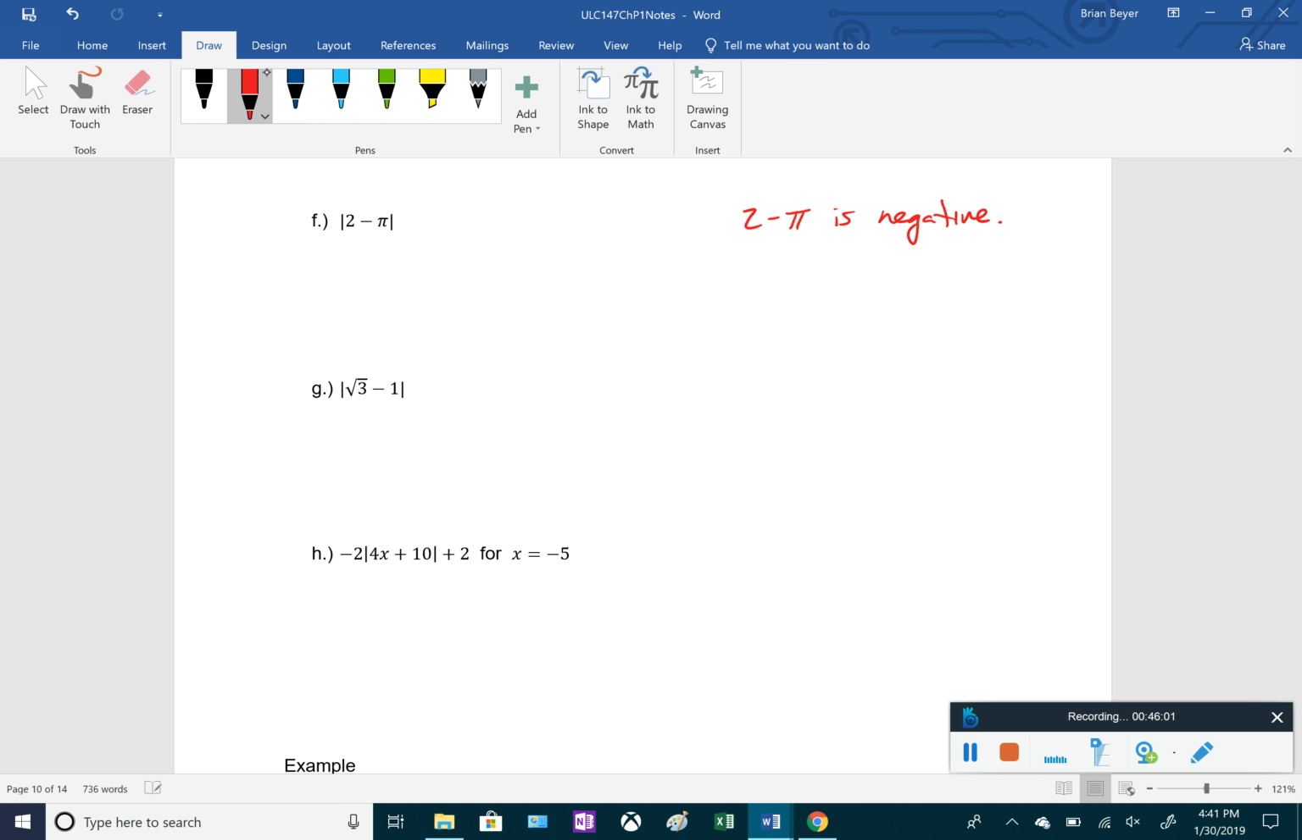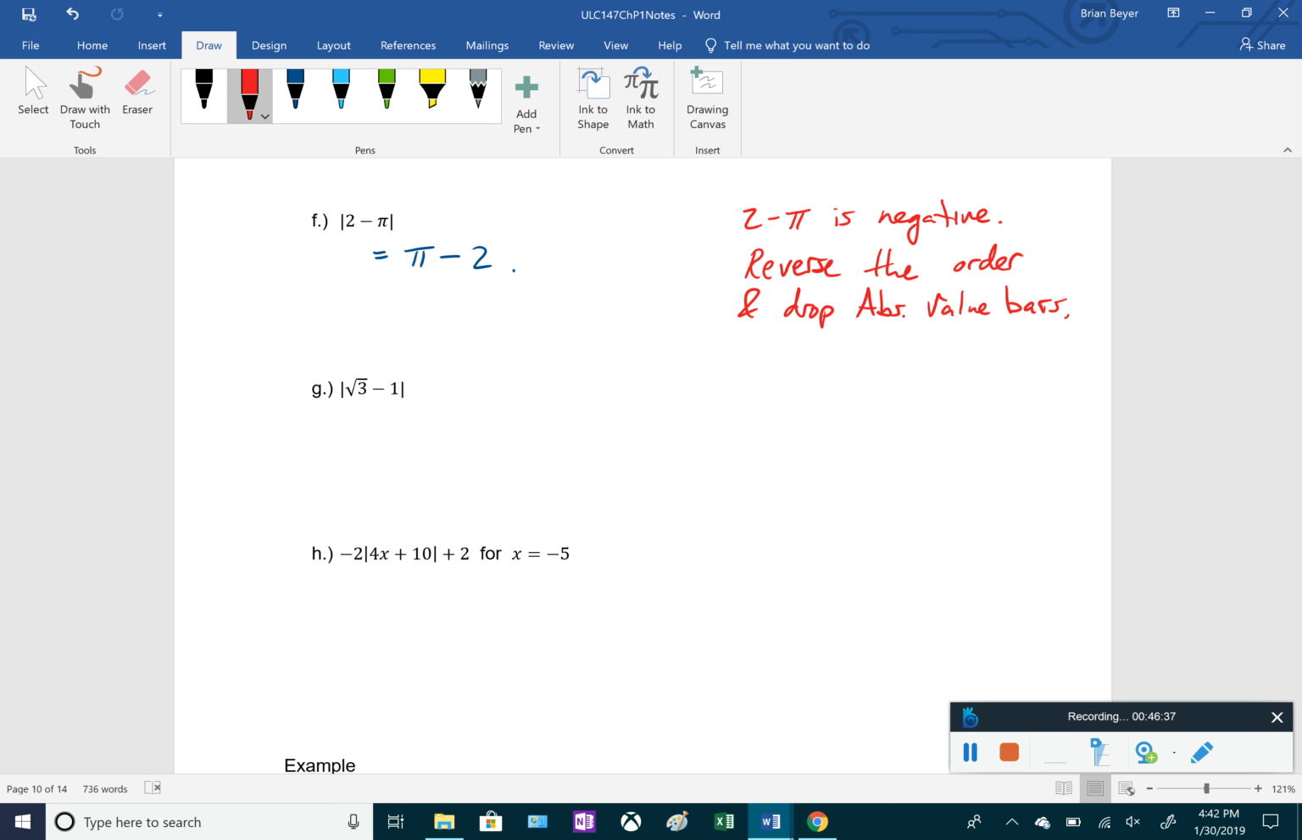Since that's negative, all we have to do to come up with an equivalent expression and drop the absolute value bars is reverse the order. Reverse the order and drop the absolute value. So what that means is this equals pi minus 2. So the distances from zero are going to be the same here.